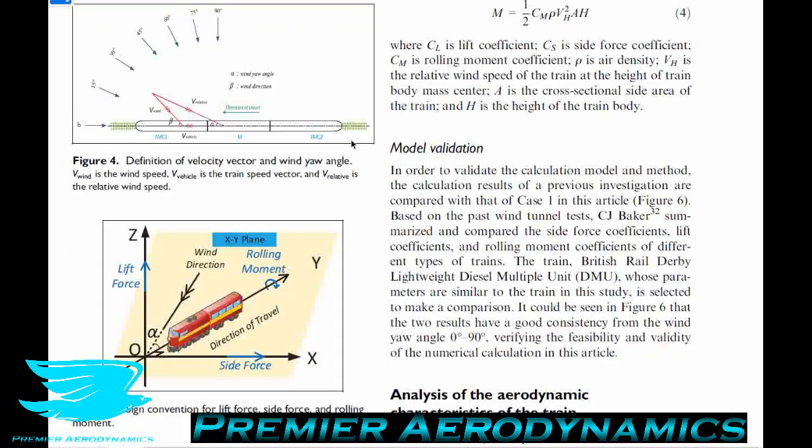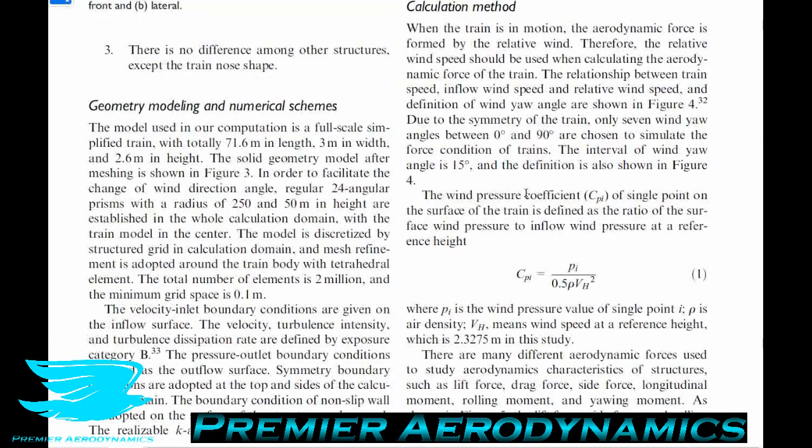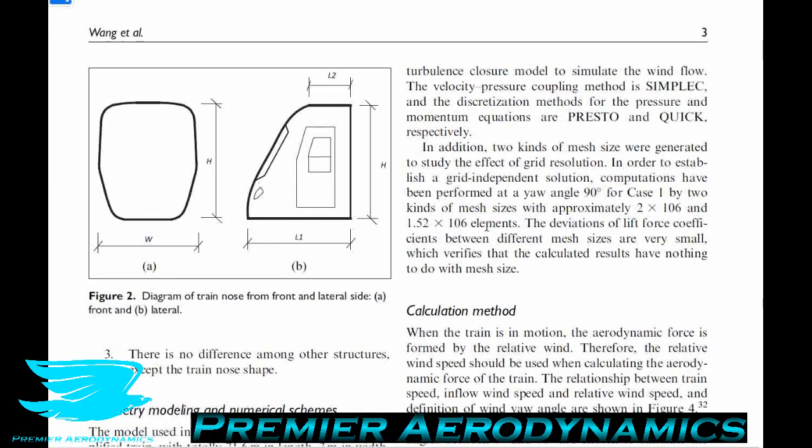So if we go down a little bit, we have the model validation a bit here, but if we go up, we have the mesh validation around here somewhere. Here we go. So a mesh independent study is used to make sure that the resolution of your mesh is adequate.